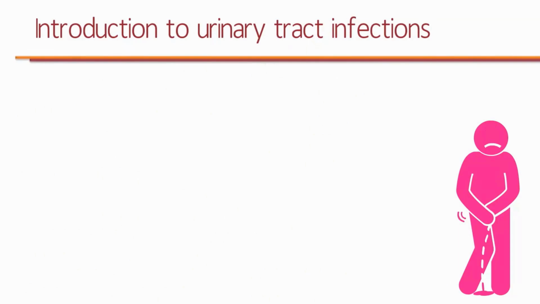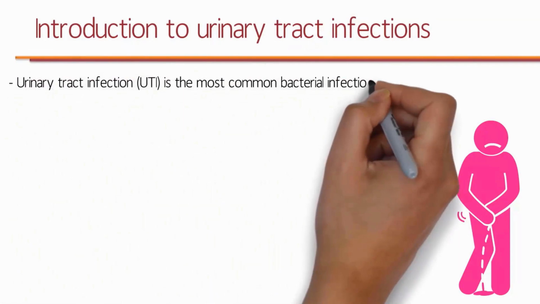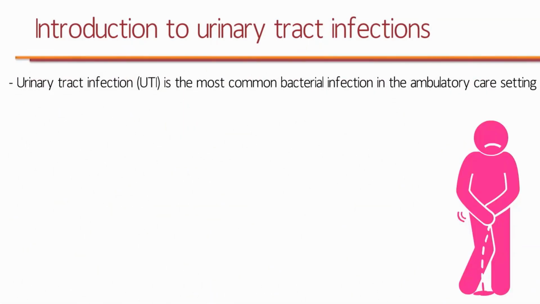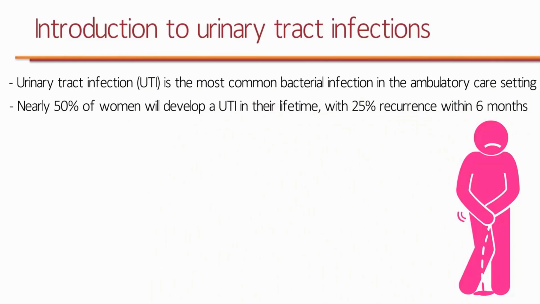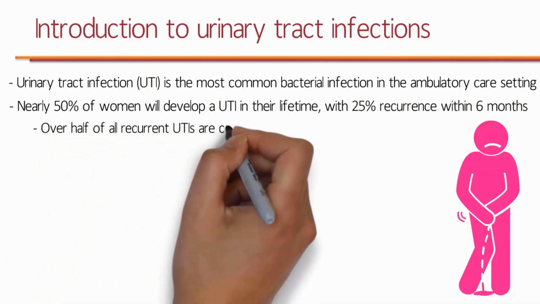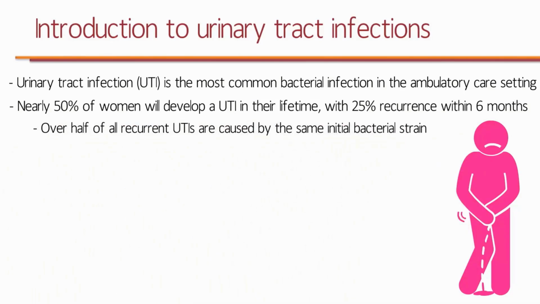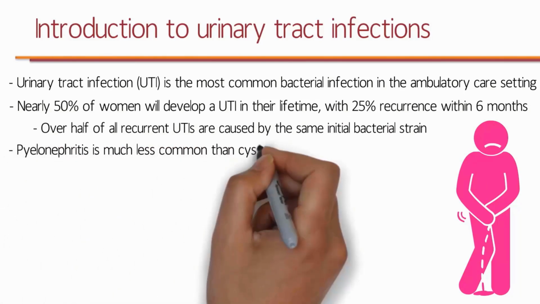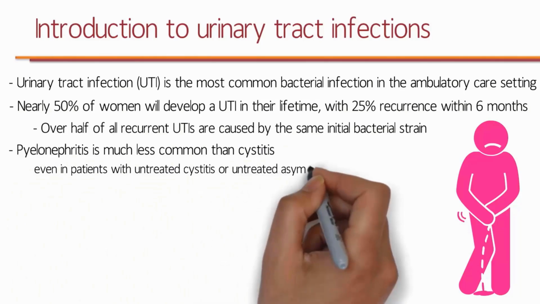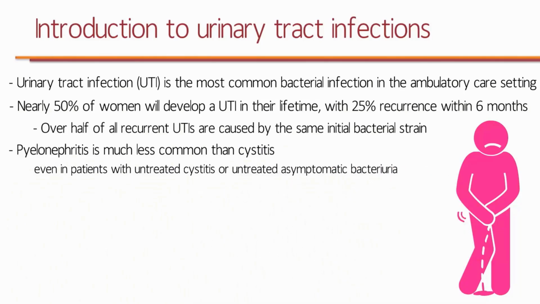The basics are so important. Urinary tract infection is the most common bacterial infection in the ambulatory care setting in the United States. Nearly half of females will develop a UTI in their lifetime, with 25% recurrence within 6 months. And over half of all recurrent UTIs are caused by the same initial bacterial strain that caused the first infection. Pyelonephritis is much less common than cystitis, even in patients with untreated cystitis or untreated asymptomatic bacteriuria.